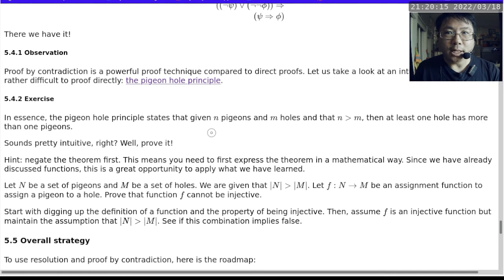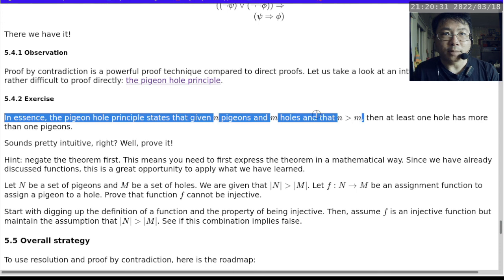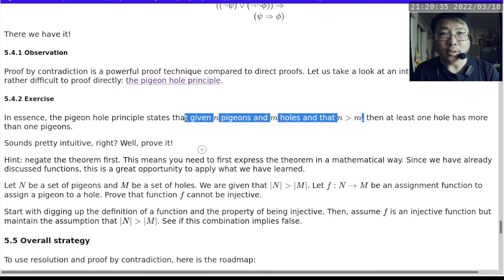So in this case, with the original description of the pigeonhole principle, not the entire thing is the theorem. This part here, the pigeonhole principle states that given n pigeons and m holes and that n is greater than m, this portion here is not the theorem. This is the basis, what we know as the given. This is what is given to be true: there are more pigeons than there are pigeonholes. You are given this specific condition.